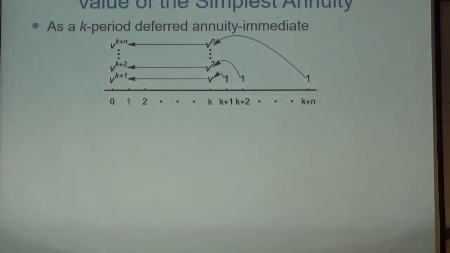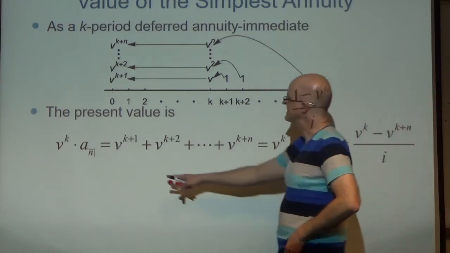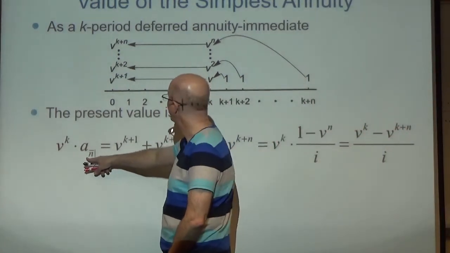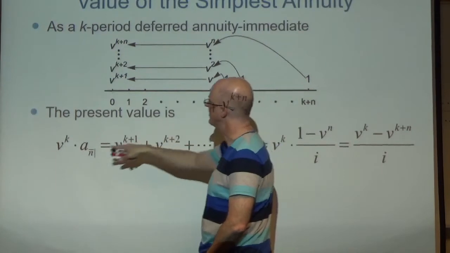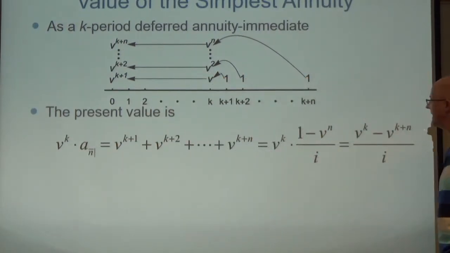If we started the payment at time K, we could think of it as a K period annuity due. Anyway, its present value can be thought of as taking the present value 1 period before the first payment at time K and multiplying that by V to the K. Or you can think of it in terms of a finite geometric series. Either way you think about it, you get this thing for the final answer.